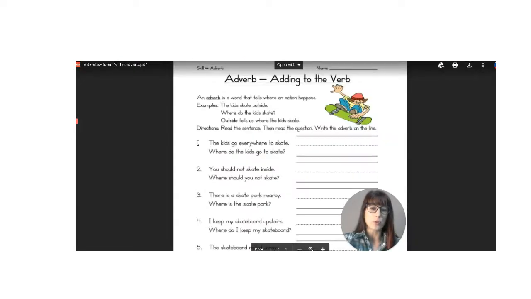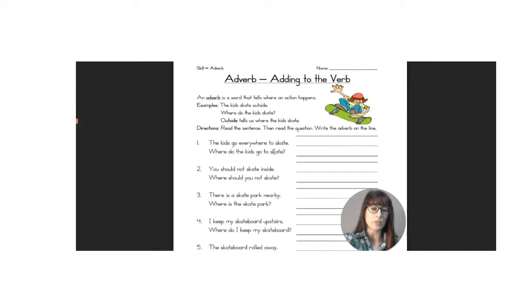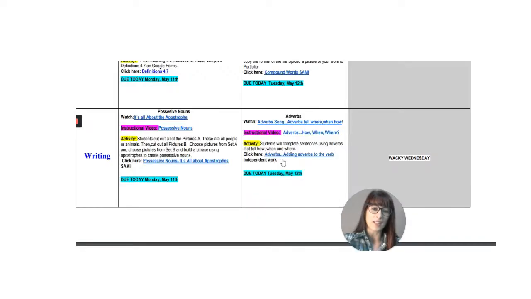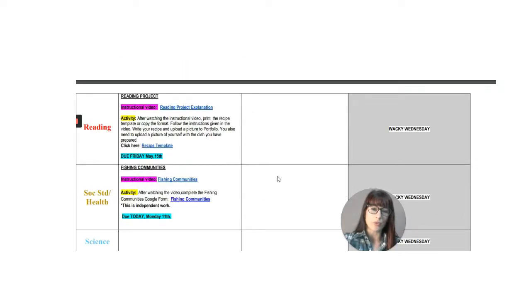So you just have to read the sentence, ask yourself this question, and then whatever the answer to that question is, you write that over here. And you only have 5 sentences to answer. Then you will move on to class of math.